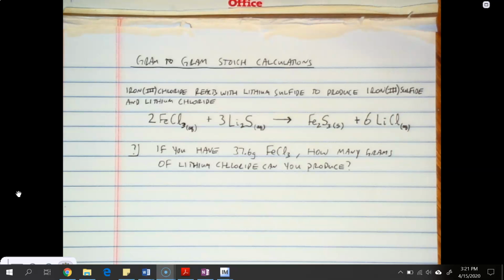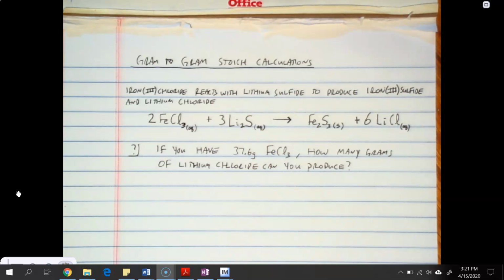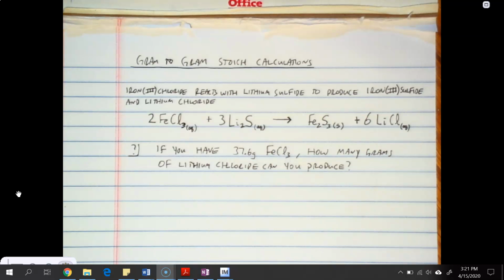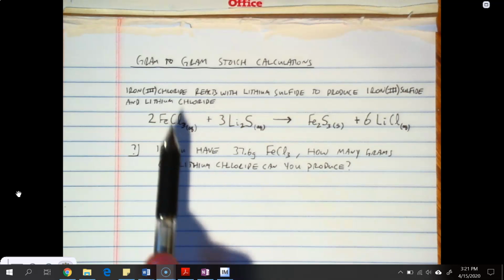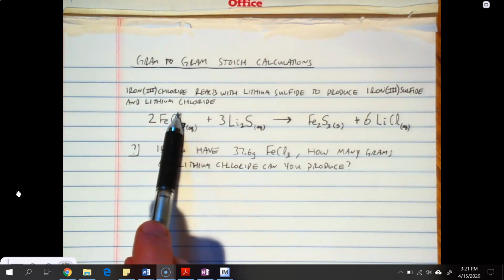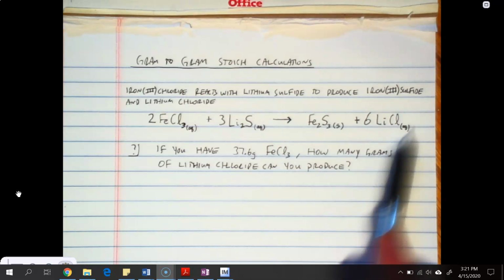Now, we've definitely already learned about limiting and excess reactants. Okay? So, in problems like this, if it does not specify how much lithium sulfide we have, you can assume we have excess or enough for this reaction to use all of the iron 3 chloride. All right? So, the first thing I'd like to do is try and go from grams of one substance to moles of this substance, because mole to mole ratios are the things that connect the reactant side of the equation and the product side of the equation.